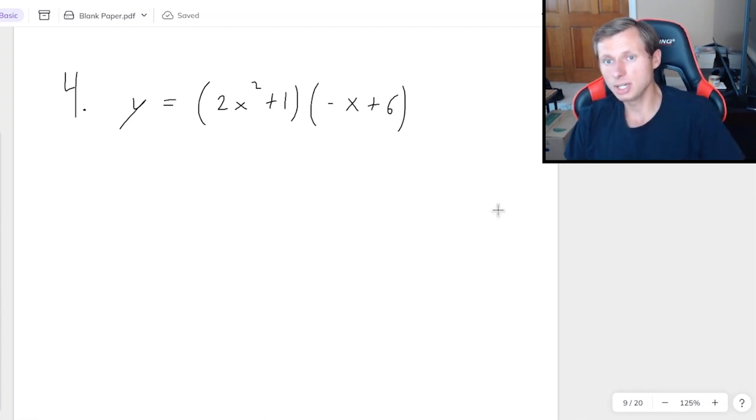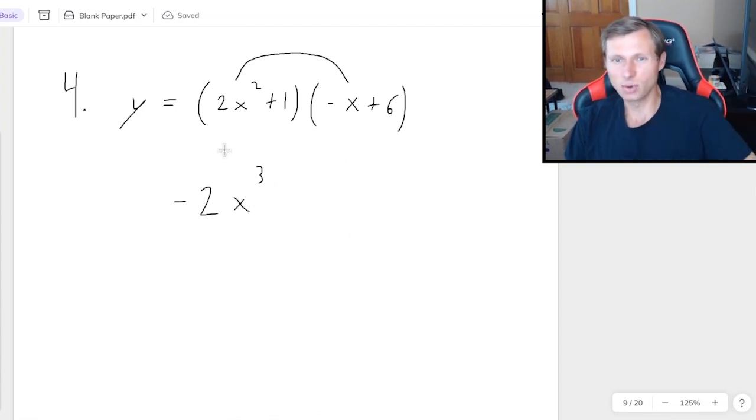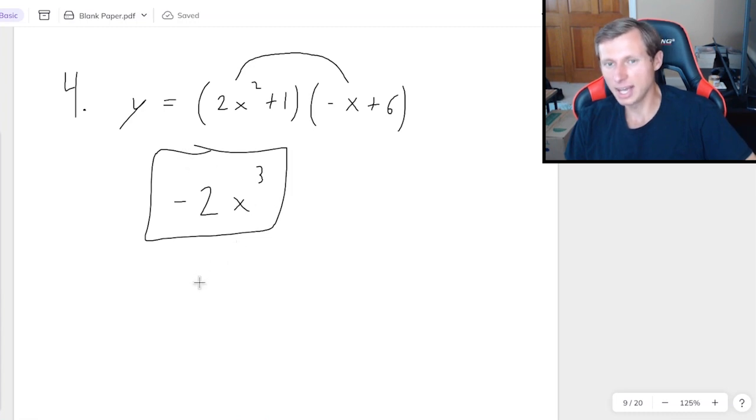If you distributed and FOILed all 4 terms, then that's fine, you didn't do anything wrong, but let me show you a trick. Since I only care about the leading degree, I only have to FOIL the very first one, 2x squared times negative x, which gives me negative 2x cubed, and the rest don't matter because I only care about the leading term anyway.